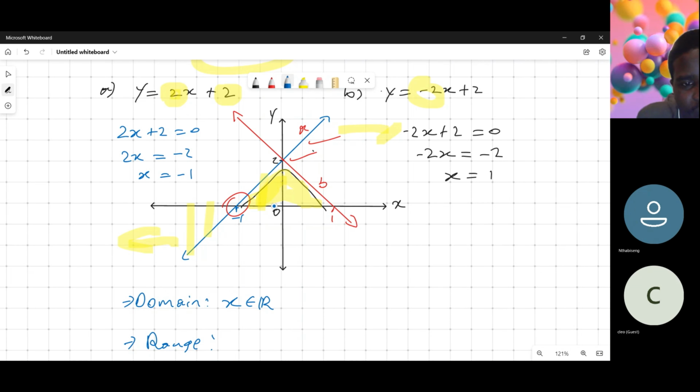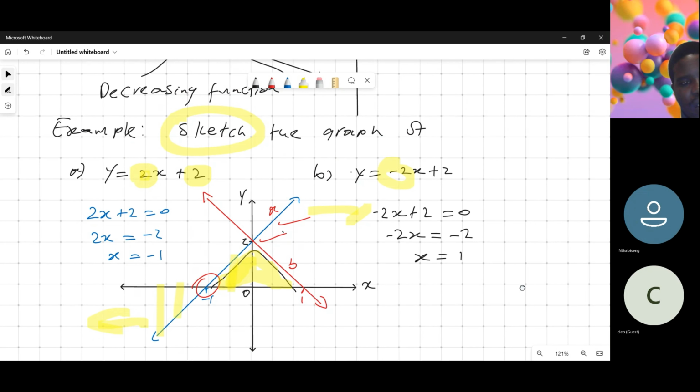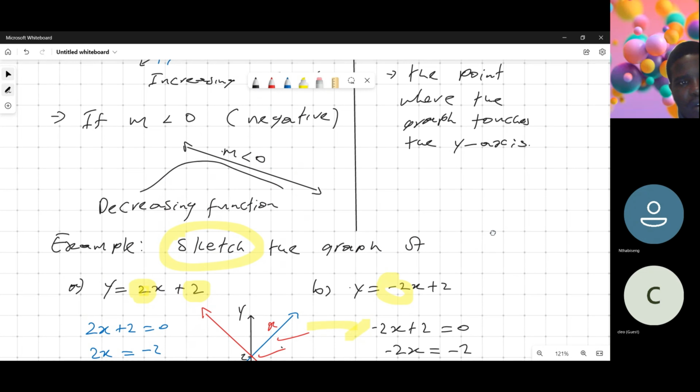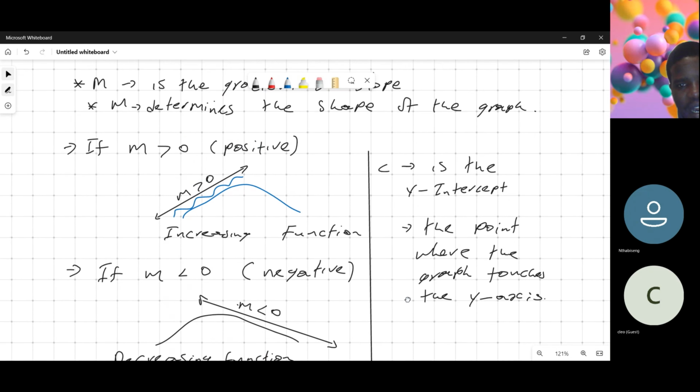So for the range of the graph, we're looking at the values of y up and down. If you look at both graphs, they are moving up and down up to infinity with no limitation. Those arrows indicate that we continue going up and down. So the range of the graph will be y element of real numbers. In short, this is a very brief summary of a straight line graph.